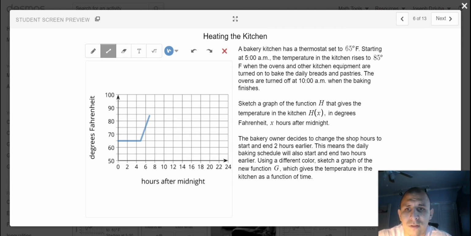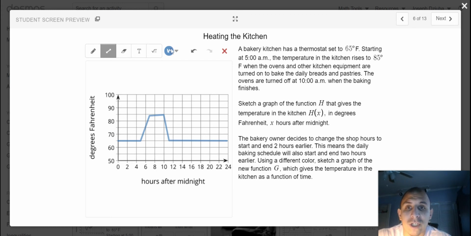Let me erase that. Oops, there we go. Right, so I can make that a constant line. But then if the ovens are turned back off, I can make the assumption that at 10 a.m., the temperature will return back to 65 degrees and remain that way for the entire duration of the day. Just trying to make sure that this is as horizontal as possible. Close enough. Looks pretty good, except for this top part. All right, so there's h of x.